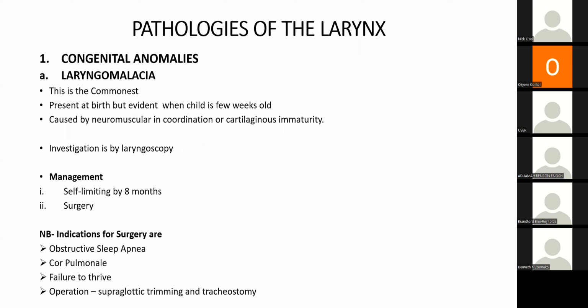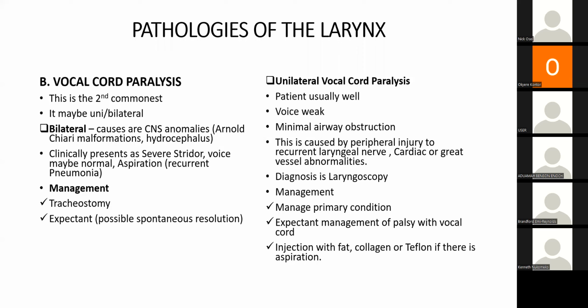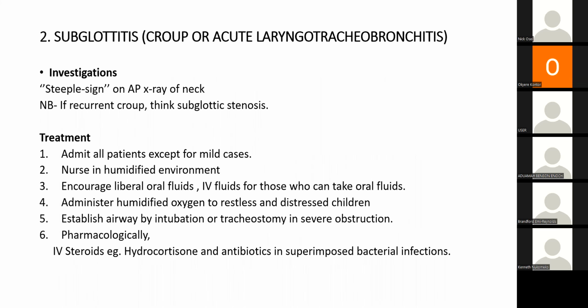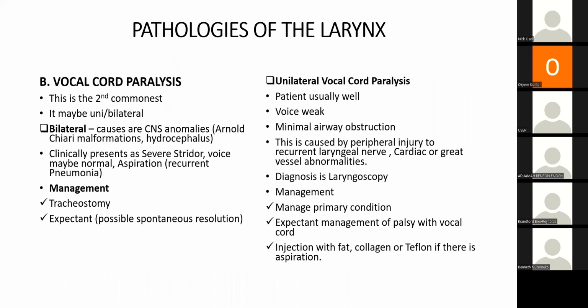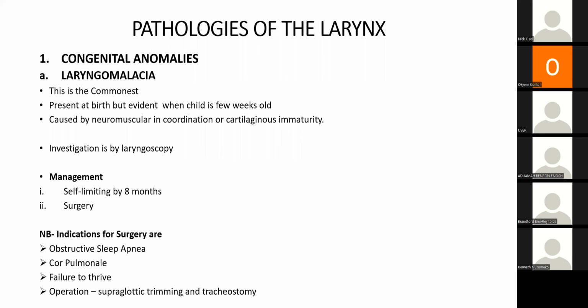So in the case of pathologies, there could be congenital anomalies, and then certain infections of the larynx. As part of the congenital anomalies, you have laryngomalacia. That is caused by neuromuscular incoordination or cartilaginous immaturity, so that one is unable to fully expand the larynx.